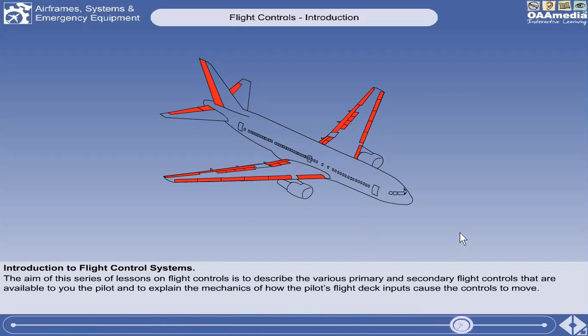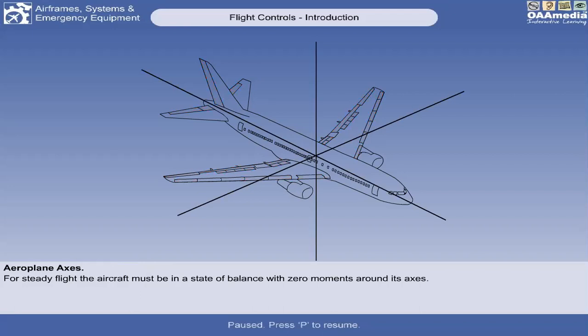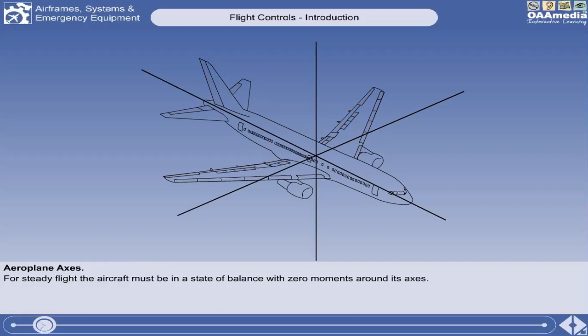In this first introductory lesson, we will look at how an aeroplane moves around its axes. Okay, so primarily, an airplane has 3 axes. Kapag singular, that's axis, A-X-I-S. Kapag plural, that's axes, A-X-E-S. Okay? So, ayan. For steady flight, the aircraft must be in a state of balance, with 0 moments around its axes.